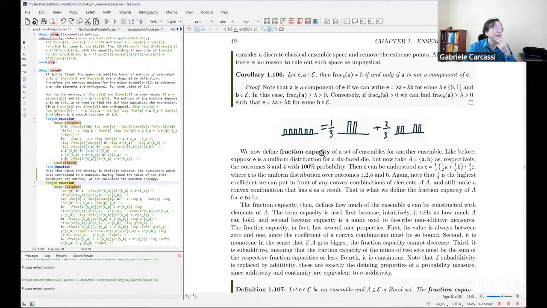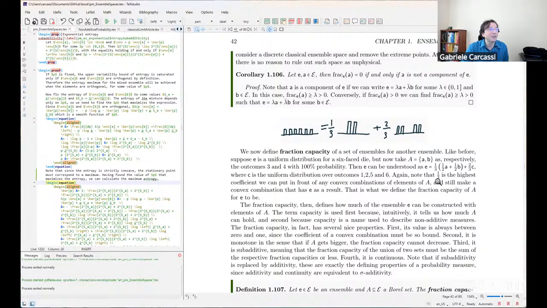Now, we want to define the fraction capacity. The fraction was for one element inside one other element, and the fraction capacity of a set of ensembles for another ensemble is what we want to define. Like before, suppose that E is a uniform distribution for a six-faced die, but now take A as the set with A and B, where A and B are the outcomes 3 and 4 with 100% probability. Now, E can be understood as 1/3 the equal mixture of A and B plus 2/3 C. So this would be the equal mixture of A and B, and this would be C, where C is the uniform distribution over outcomes 1, 2, 5, and 6.